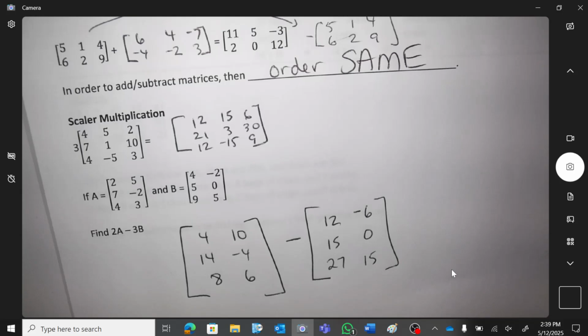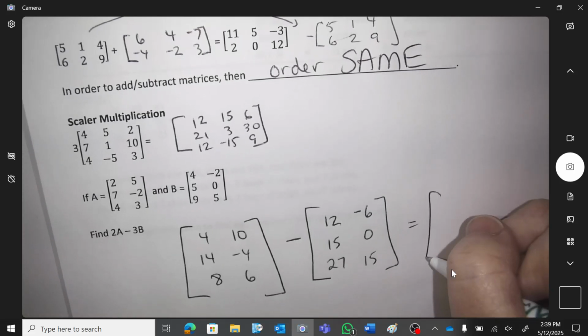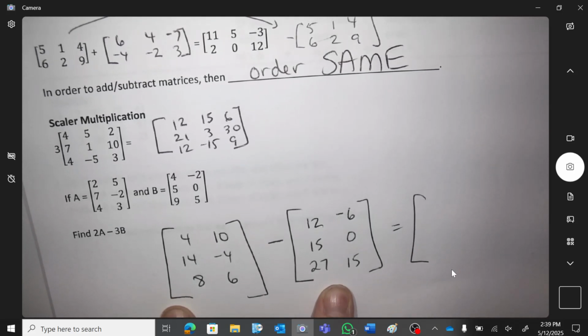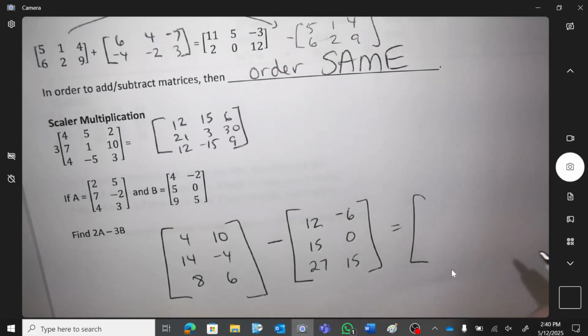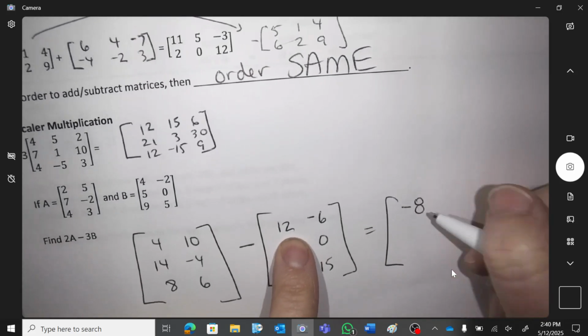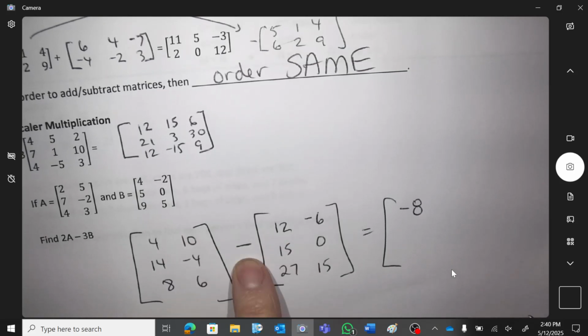Okay, and then can you look here to see if we match on our scalar? Good. And then subtracting, we can do that because they're both, what order is this one? It's a what by what? 3 by 2. They're both 3 by 2s, so 4 subtract 12. Position 1, 1 would be 8.